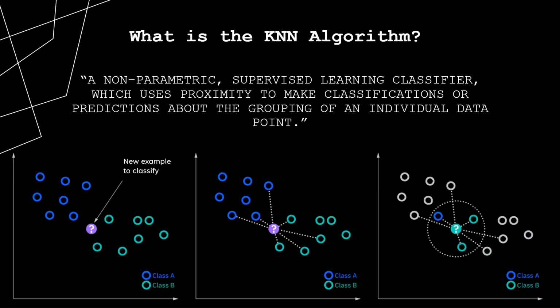According to IBM, the k-nearest neighbors algorithm is a non-parametric supervised learning classifier that uses proximity to make classifications or predictions about the grouping of an individual data point. In simpler terms, it is a method of classifying a new point by looking at the labels of its nearest neighbors. While conceptually simple and easy to implement, KNN can still perform surprisingly well on complex classification tasks.